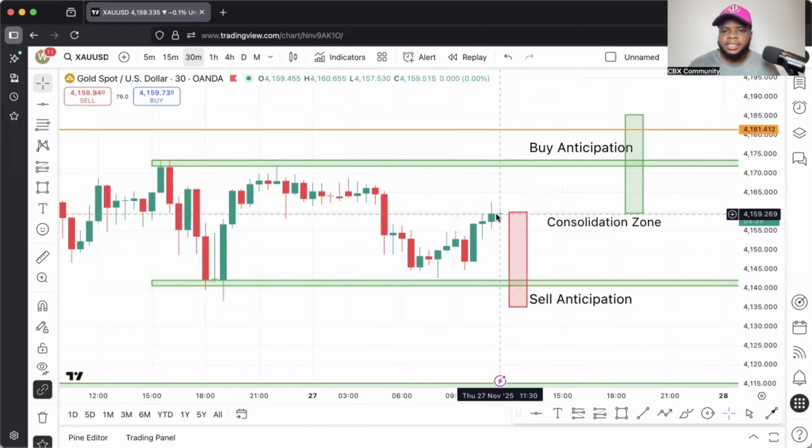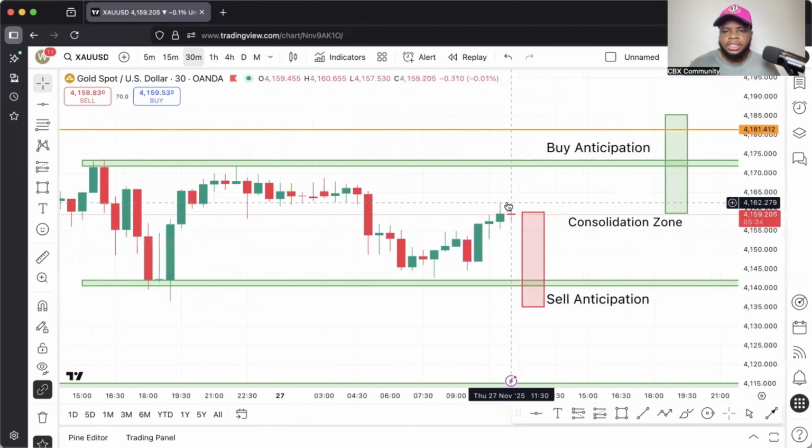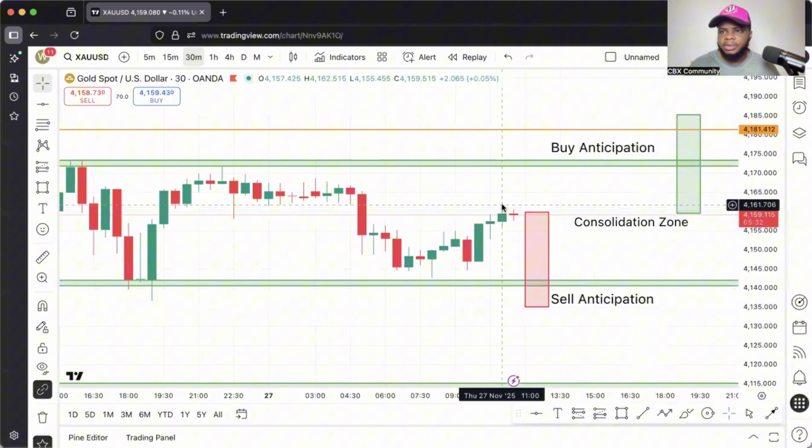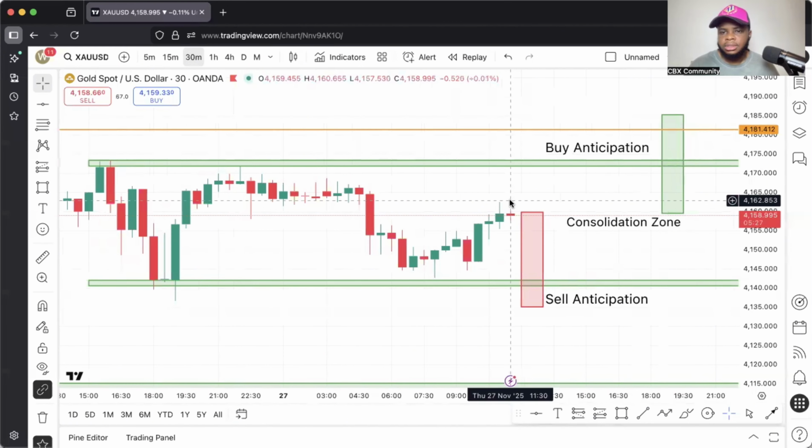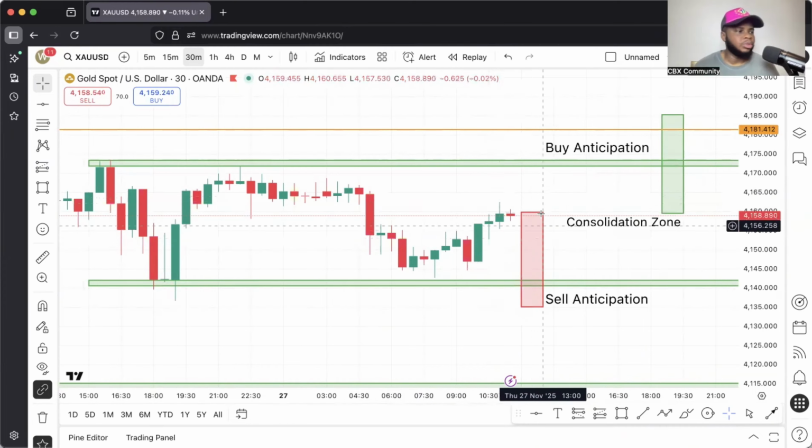So we are still anticipating the break of this bullish candle over here. This 30 minutes candle is here to break the low of this bullish candle or the high of this bullish candle. So the best thing is just for us to wait. This 30 minutes candle is left with 5 minutes before it will close. So let's see how the candle will close. Since this zone is our consolidation zone and we don't need to do anything, we just need to be patient.